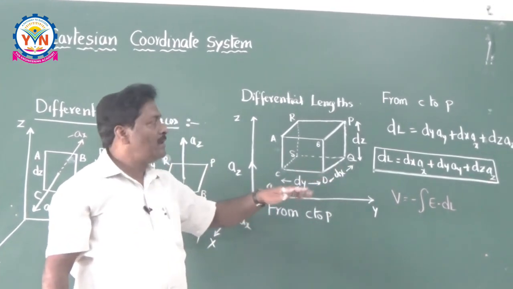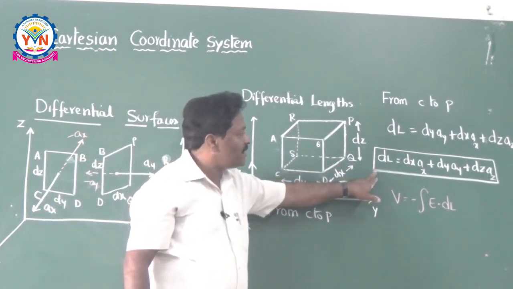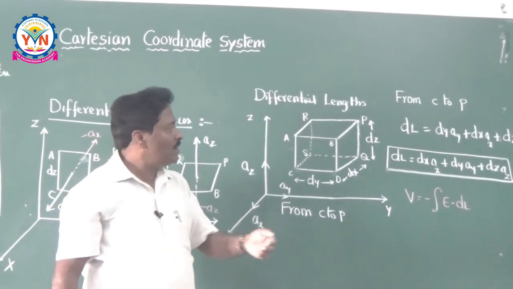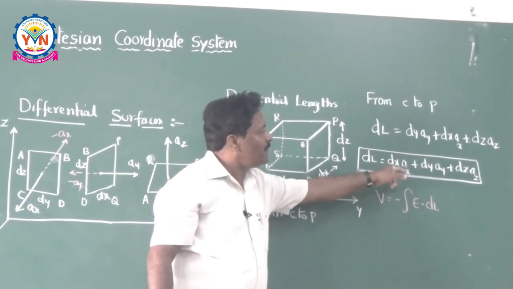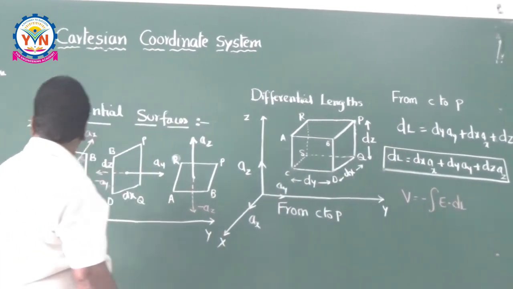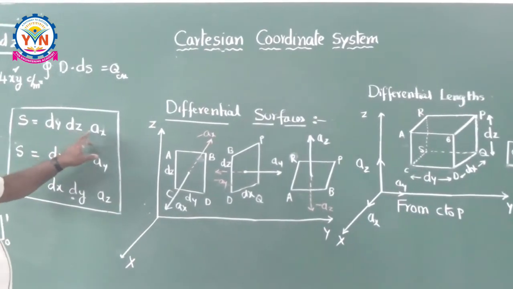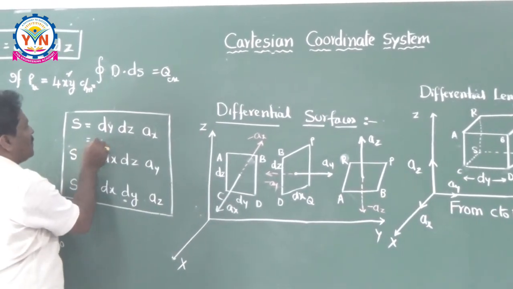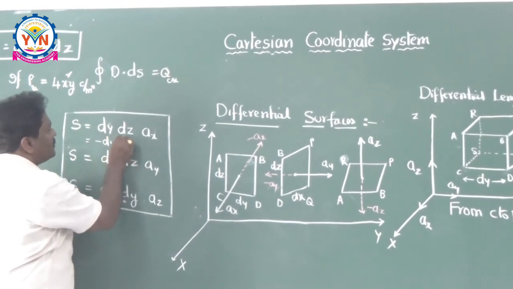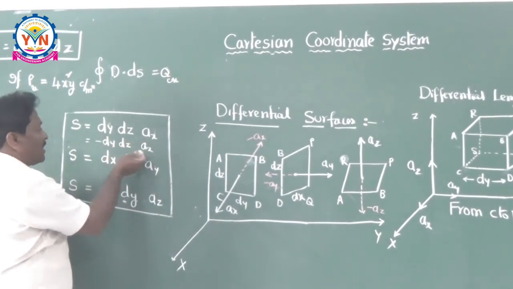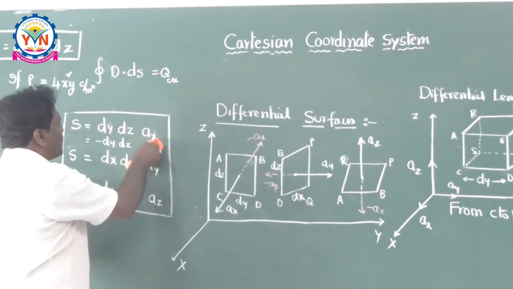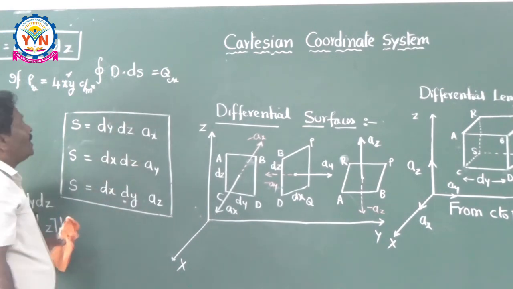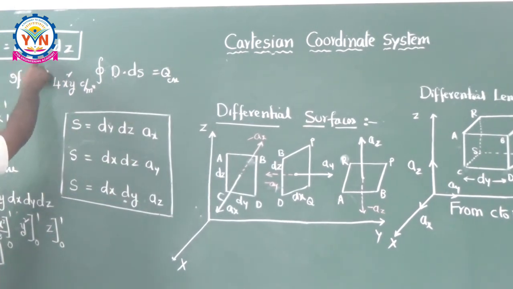So finally, friends, whatever is highlighted here is very important to understand the problems in the Cartesian coordinate system. Differential length is equal to dx ax plus dy ay plus dz az. There are three surface areas here: ds is equal to dy dz into ax. If I want it in minus ax, it becomes minus dy into dz into ax. There are three surfaces. For the positive axis it is ax, and for the opposite it is minus. And finally, the volume of the element is dx into dy into dz.